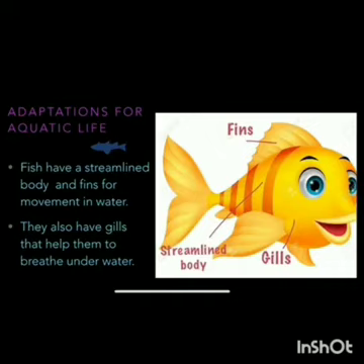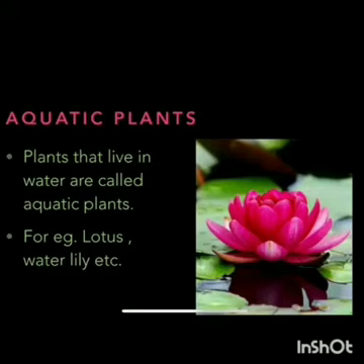So, adaptations for aquatic life means the animals who are living under the water, how they are surviving in water, what kind of features or modifications they are having. Then comes the aquatic plants. Plants that live in water are called aquatic plants. For example, lotus, water lily, etc.